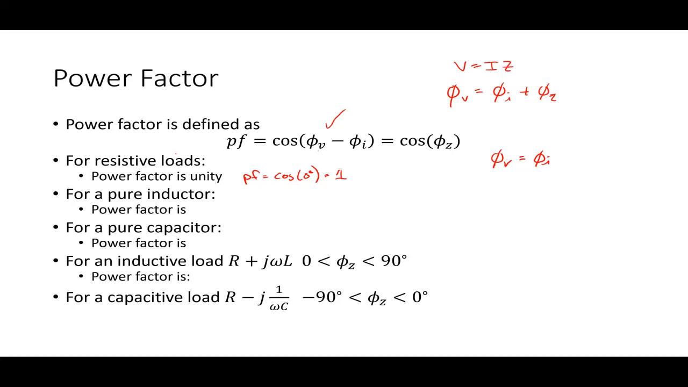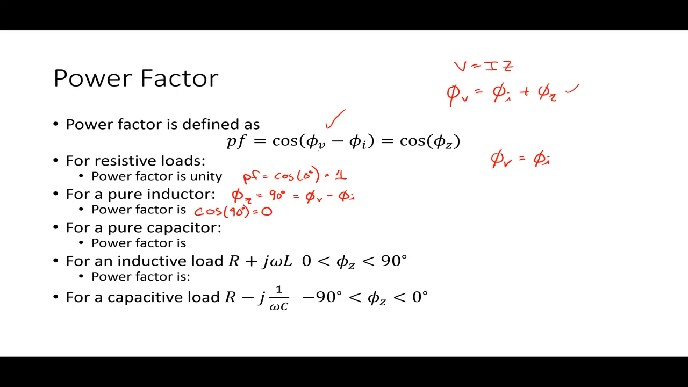So for a pure inductor, I would have that phi sub z is equal to 90 degrees, right? So again, using my Ohm's law relationship here, phi v minus phi I is 90 degrees, okay? So my power factor in this case is cosine of 90 degrees, or 0, okay? So it's 0 power factor in that case.